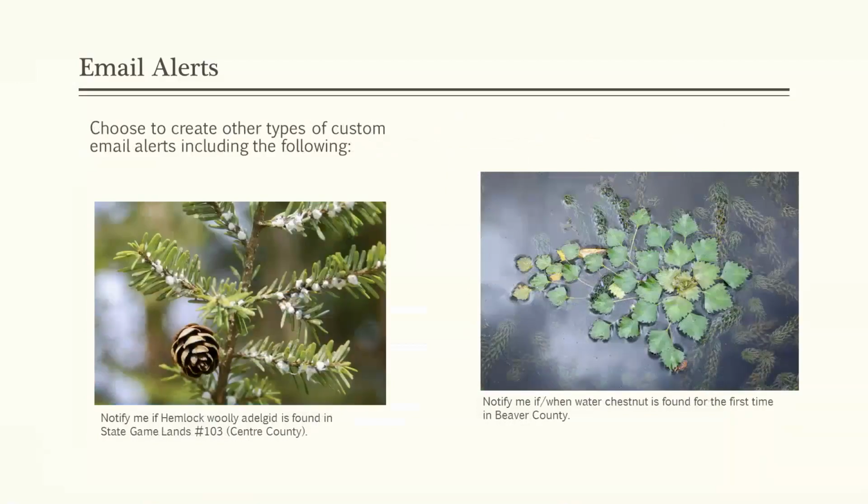If you're interested in hemlock woolly adelgid, you could say notify me if hemlock woolly adelgid is found in a particular game lands. Maybe you work for the Game Commission and you'd like to be able to keep up to date on that. You could also say notify me if or when water chestnut, which is still somewhat rare in Pennsylvania, is found for the first time in a particular county. In this one, I'm saying Beaver County. These are just some other examples of what you can do that might be of interest to you to set up an email alert. But again, the possibilities are basically endless as far as what kind of alerts you can set up.